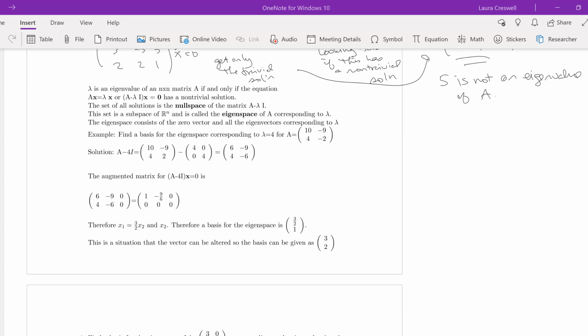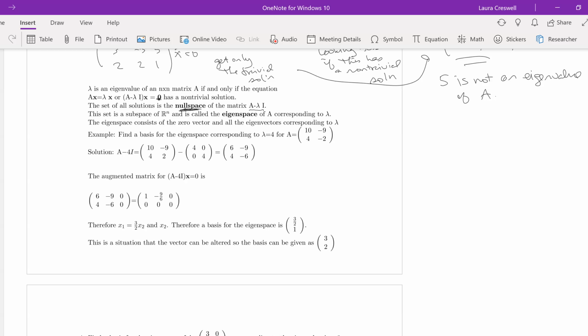Okay, so just recapping. Lambda is an eigenvalue of the square matrix A if and only if A x equals lambda x, or (A minus lambda I) x equals 0, has a non-trivial solution. That means there is a free variable. Look at that, I've got it equal to 0. If I've got something equal to 0, talking about the homogeneous equation, doesn't that mean I'm talking about the null space of this matrix A minus lambda I?